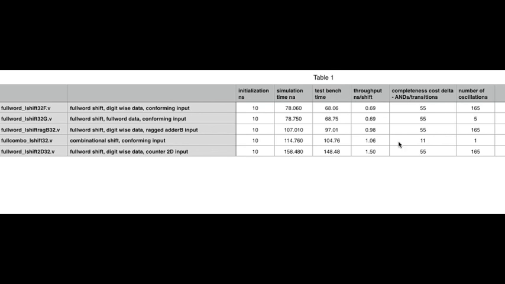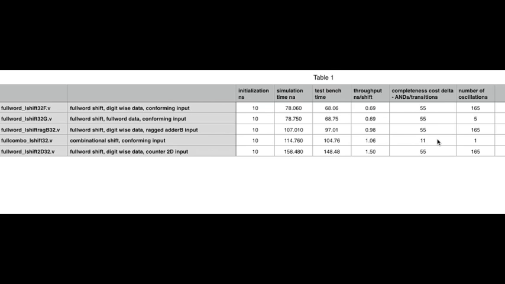Okay, this is how much the completeness costs. So this is 5 forward completenesses, one for each pipeline stage in the shifter. And this is 1 forward completeness for the combinational shifter that only had 1 pipeline stage.